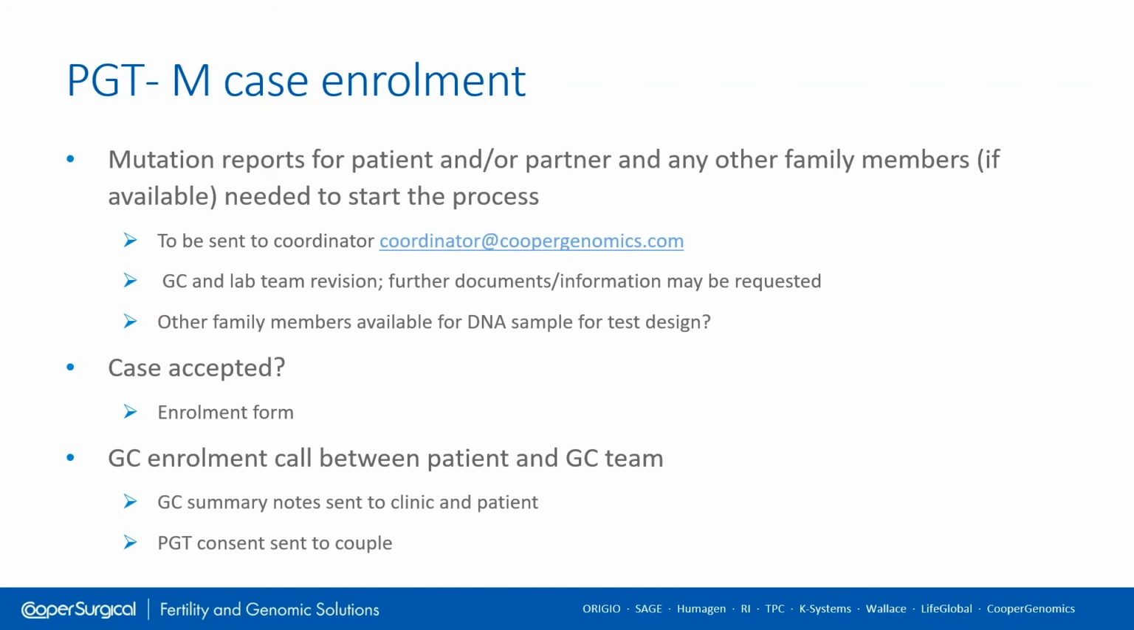Briefly, I would like to mention what happens during the GC enrollment calls, and this is for both PGT-M and PGT-SR cases. The aim of those discussions between our genetic counseling team and the couple is to discuss the specific PGT-M or PGT-SR case, what to expect from testing, what to expect from the results, and what the accuracy of testing is. If the patient has any questions about PGT-M or PGT-SR, those can be answered by our GC team.